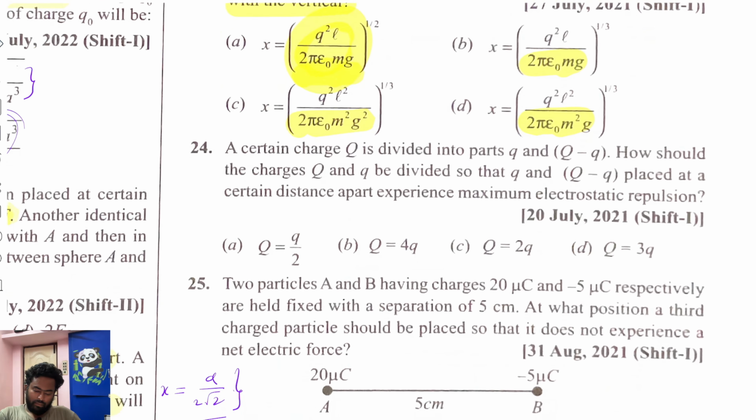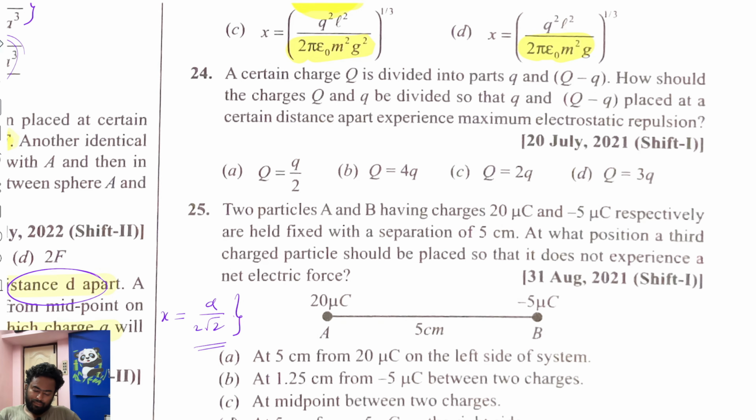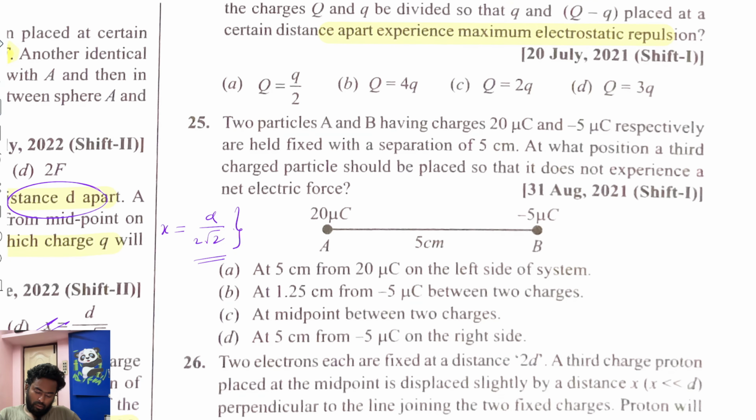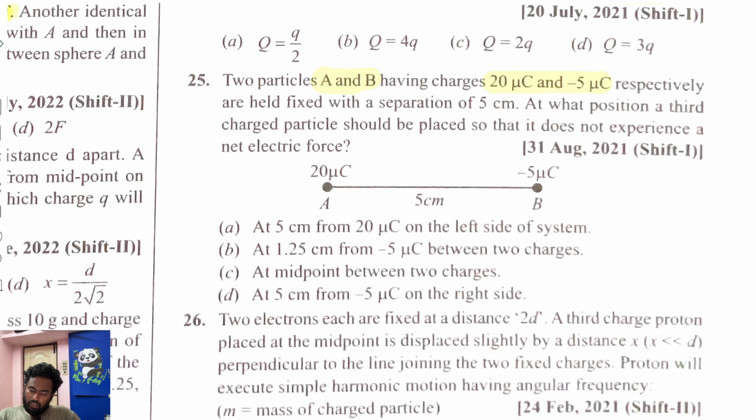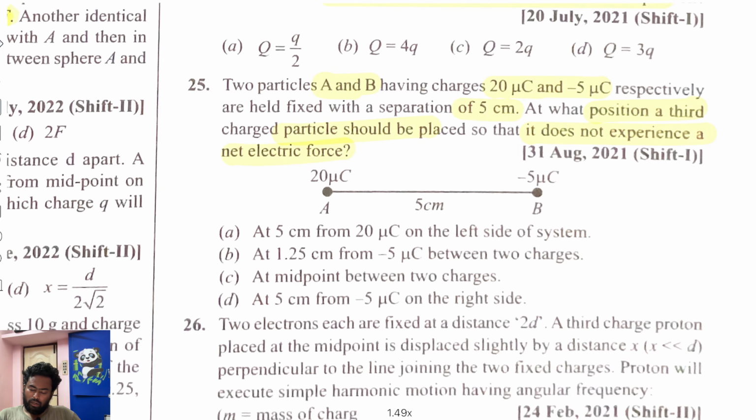Okay. Moving to the next. Q divided into two parts so that certain distance, you know this answer, right? Next problem. Particles A and B having charges held at separation 5 cm. At what position should a third charge be placed so that it does not experience a net force? Concept I have already discussed. You tell me the formula. Direct formula will be, see here, 25.